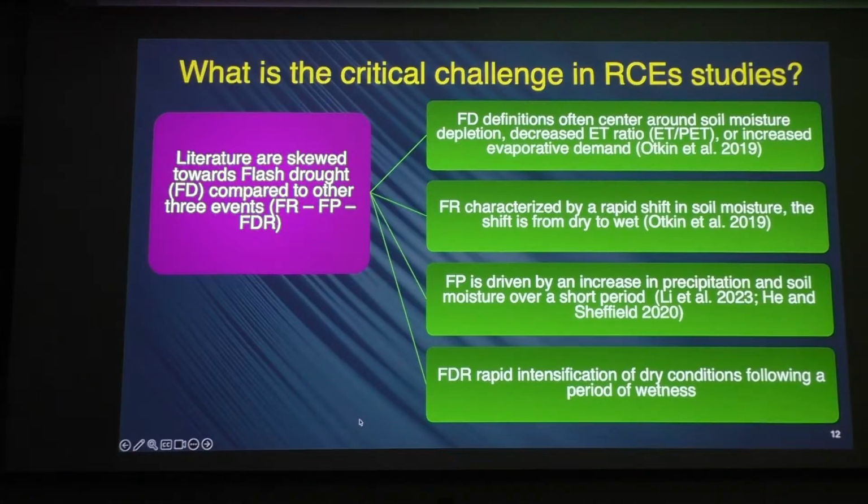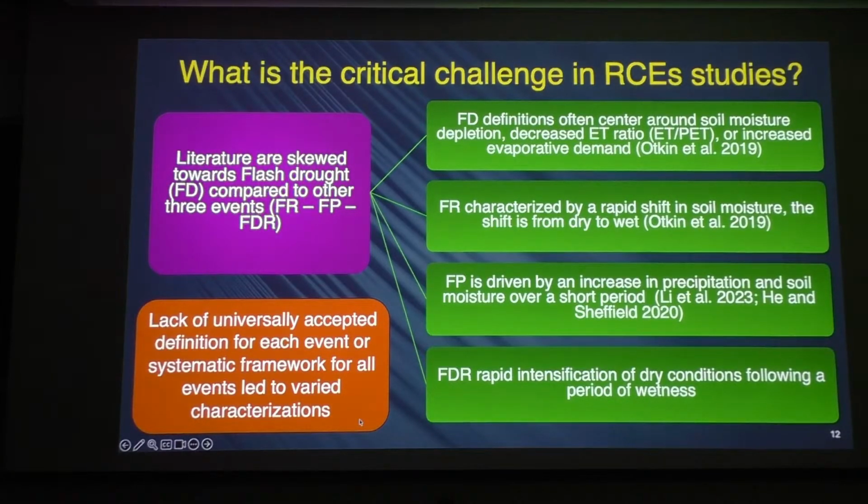And most people have been saying that flash drought is contributed to by soil moisture depletion, the decrease of ET ratio, actual evapotranspiration over potential evapotranspiration, or an increase of evaporative demand. And others are just saying one or two things, like a shift of soil moisture, others precipitation, but not exactly all four that people have been talking about. You'll find them saying just pluvials, which is hydrological, or saying just recovery, but it's not clear: is this a rapid change or not?